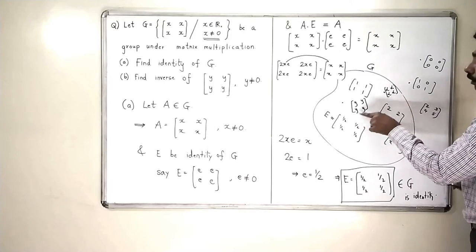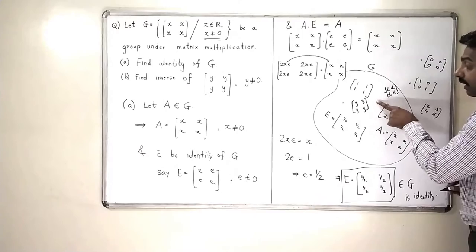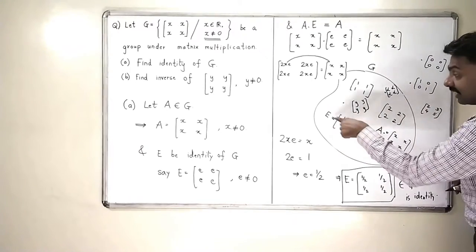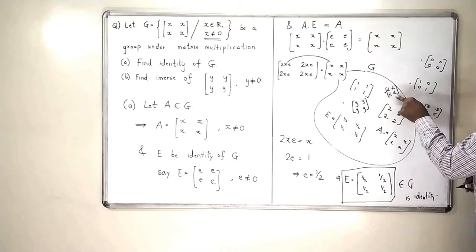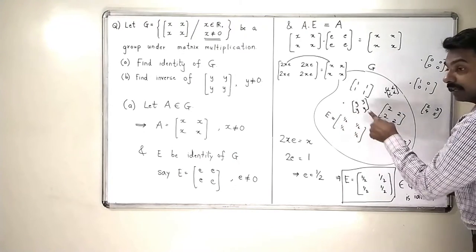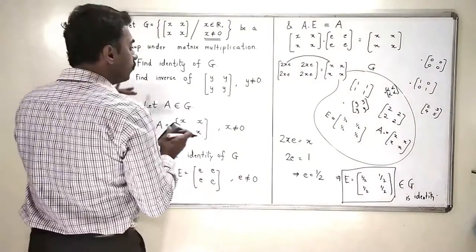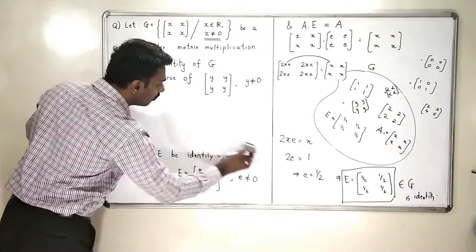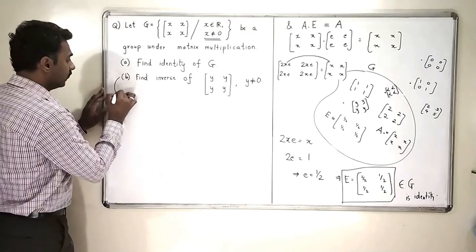If this is the inverse of this matrix, it means if I multiply both of them, I will get the identity matrix, I will get E, right? Because this is the definition of inverse. This element multiplied by its inverse will give you the identity of the group. So who is given to us now? I'm going for the second part. I'm writing the solution now. So, this is the solution of the second part.